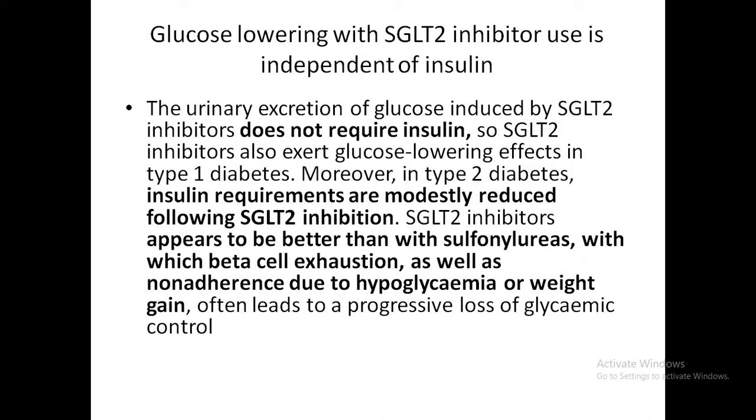This is the hallmark of SGLT2 inhibitors. The glucose lowering is independent of insulin. The urinary excretion of glucose does not require insulin. So they exert glucose lowering effects even in type 1 diabetes. Insulin requirements are modestly reduced in type 2 diabetes. They appear to be better than sulfonylureas, because sulfonylureas cause beta cell exhaustion and hypoglycemia, which could result in non-adherence, and also weight gain. All these could contribute to poor glycemic control.